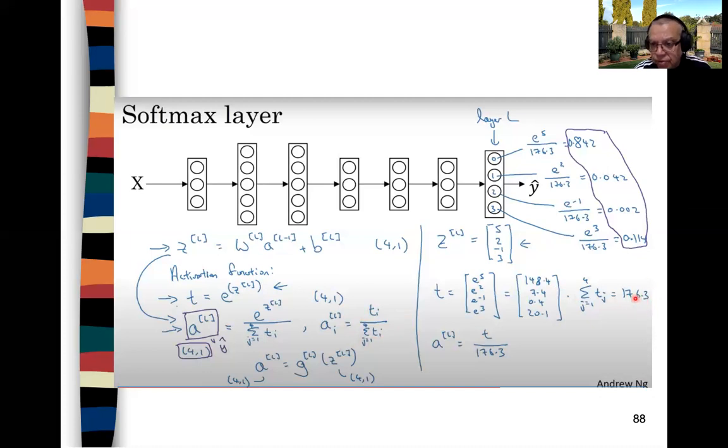So you have 148.4 plus 7.4 plus 0 plus 20.1, which gives 176.3. So your output is going to be Ti divided by the sum. The first output is e to the power 5 divided by 176.3, and then the second output is e to the power 2 divided by the sum, and then e to the power 3 and so on. Here, your actual output is the highest probability, so you think that it is most likely class 0.